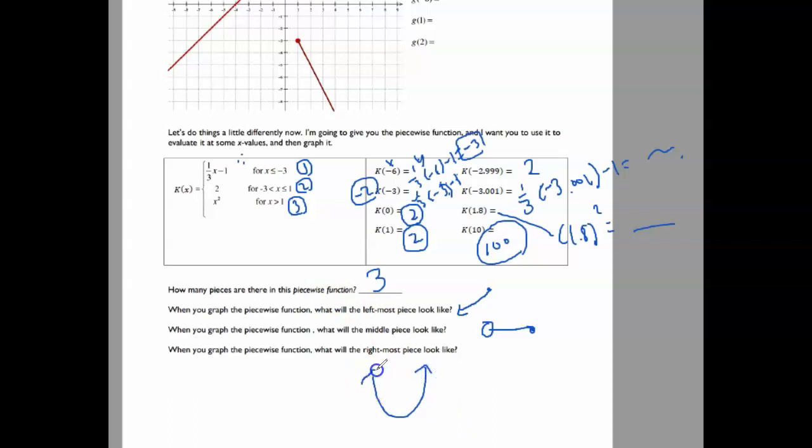However, I don't want the whole thing. I want when x is greater than 1. So 1 is over here, and you just want the right piece. So it's going to look like just this part. So next lesson, we're going to learn how to graph it.